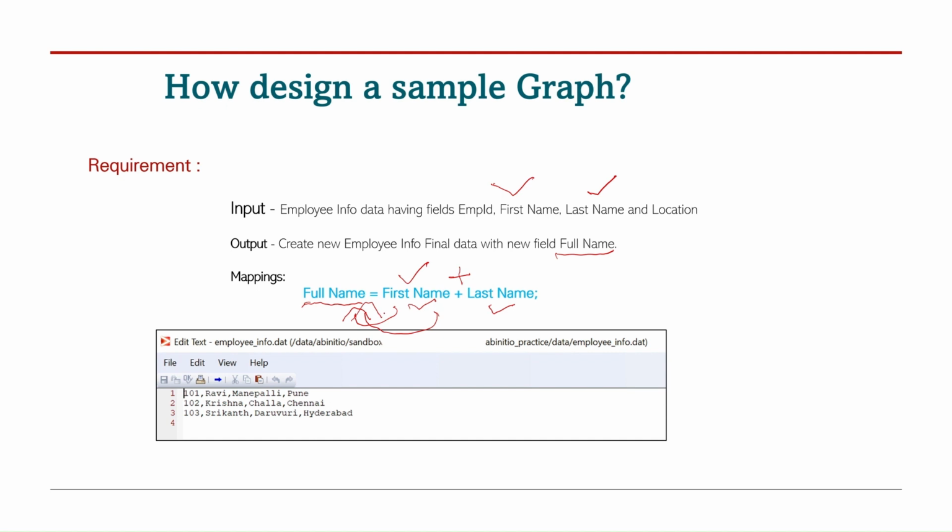As many of you know from the addition program in C, we take the first number, take the second number, and add them to perform an addition. In a similar way, they are asking us to concatenate first name and last name and derive the full name.